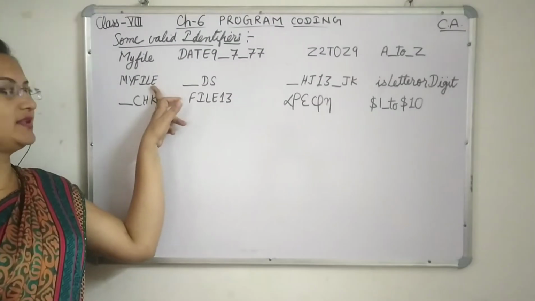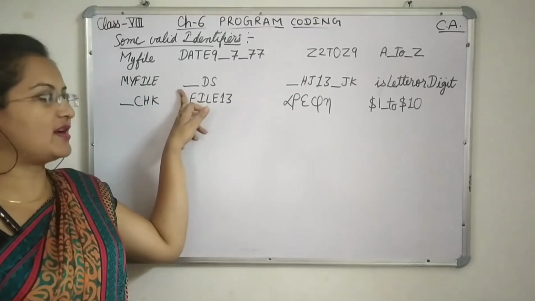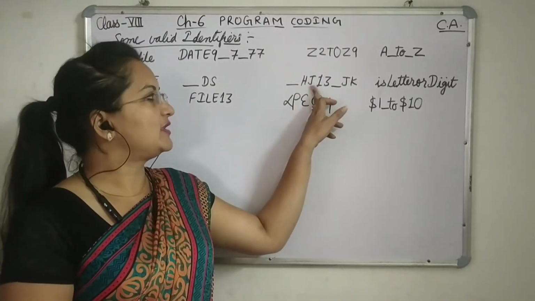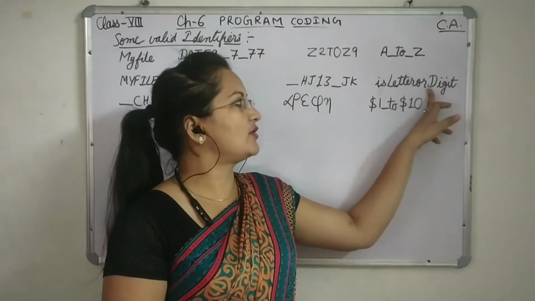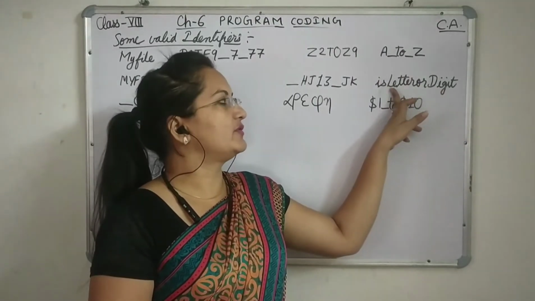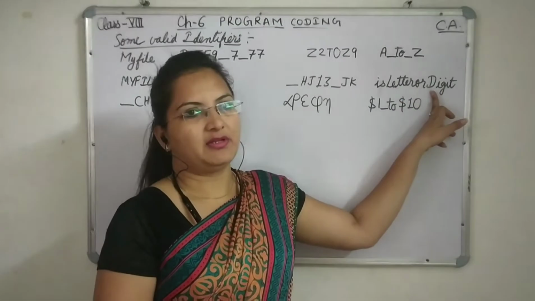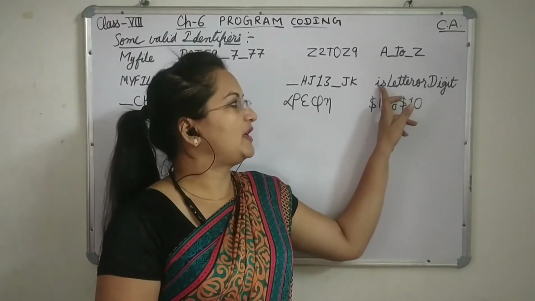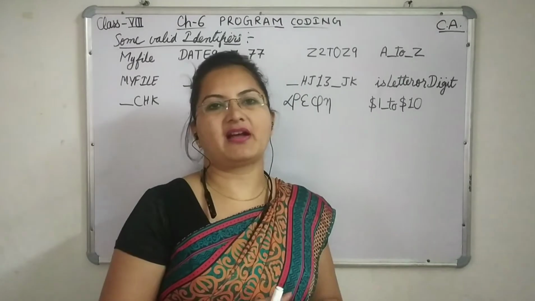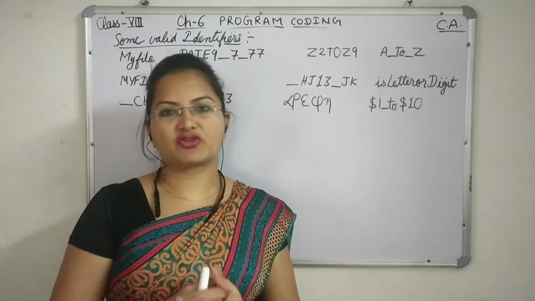My file in capital letters, underscore DS. It can start with underscore, I have already told. It can start with dollar also. Here, it starts with underscore and can contain capital letters and numbers. Is letter or digit, you can see it is without space, but if we are separating two or more words, the first letter of each word can be in capital letter. You can see letter L is capital, digit D is capital. So we can easily identify that it is a combination of four words: is, letter, or, digit. So it can be meaningful. We can make identifiers and variable names meaningful as it is of our choice.